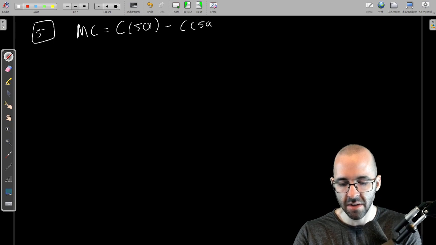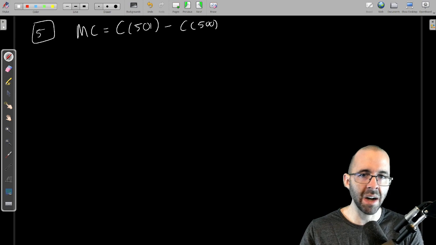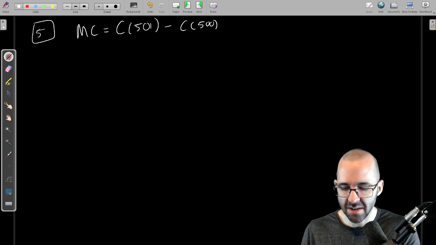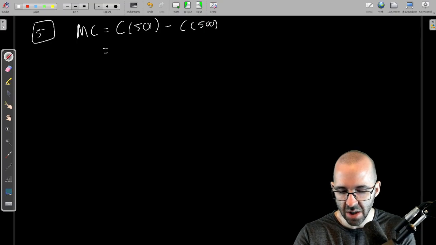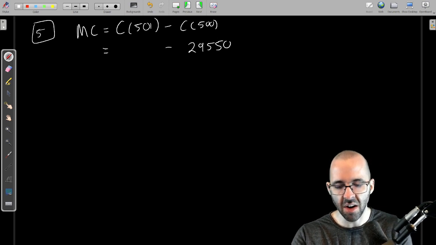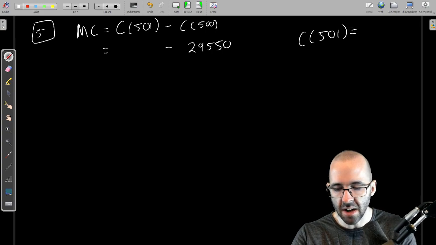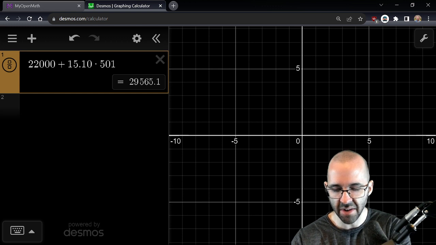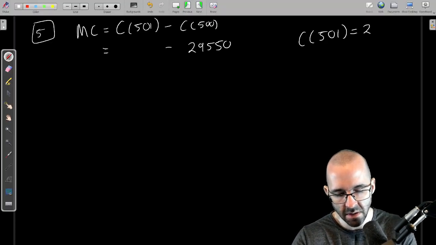Okay. Again, that marginal cost really is just going to be the total cost of 501 minus the cost of 500. The denominator is always 1 here. Right? Technically, we could write 501 minus 500 as the denominator here, but it's just going to be a 1, so we can make things a little easier for ourselves. Cost of 500 items is $29,550. We already answered that. We just have to find the cost of 501 items. Cost of 501 items is going to be the same formula, just with 501, $29,565.1.